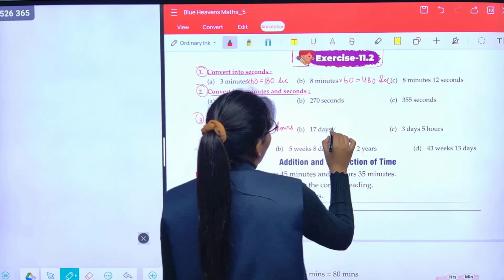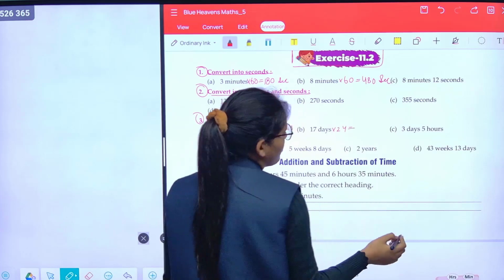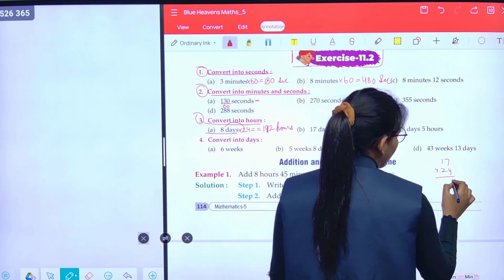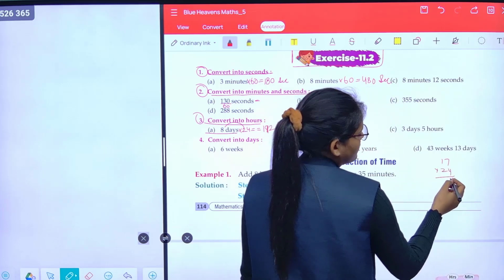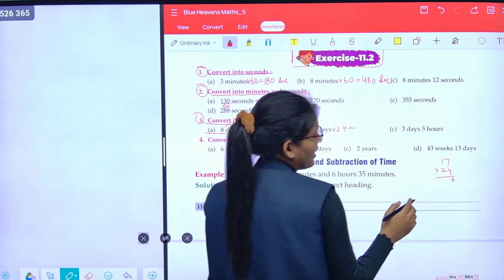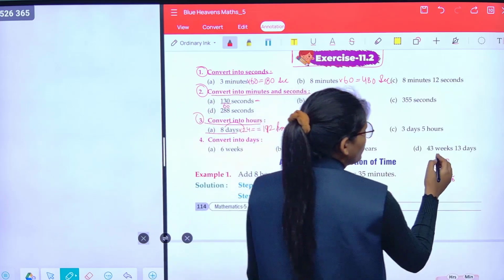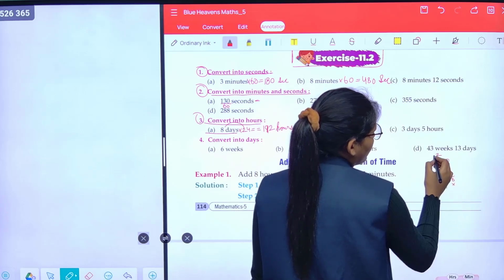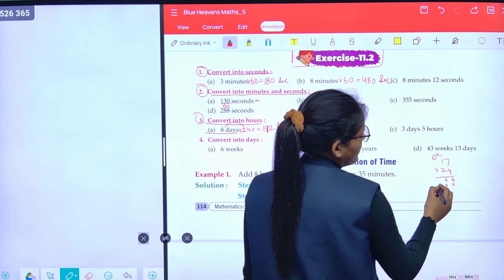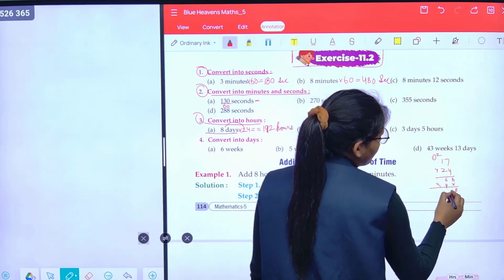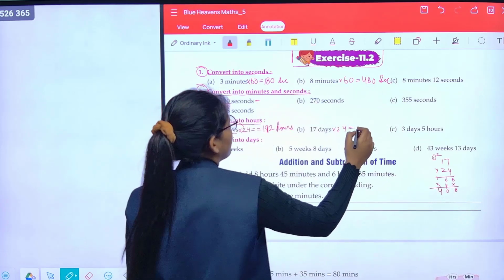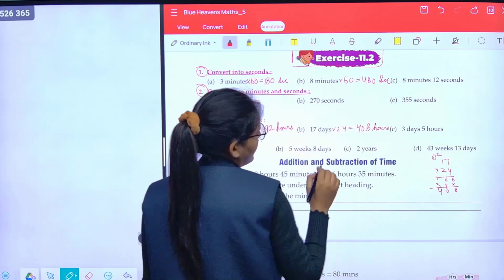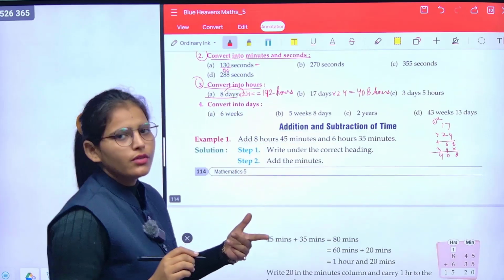Now class, again multiply by 24. So 17 multiplied by 24, see class. 7 4s are 28. Carry 2. 4 ones are 4 plus 2, 6. 2 sevens are 14. Carry 1. 2 ones are 2 plus 1, 3. So 408 hours in 17 days. Okay, rest of the parts do yourself class.